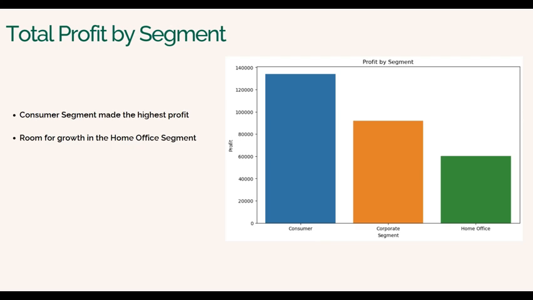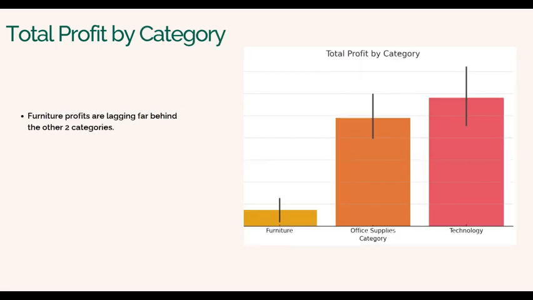Now I move to profit by category. We mentioned that there are 3 categories: furniture, office supplies, and technology. And from this graph, you can see that clearly the profits earned from the furniture category are lagging far behind the other 2 categories. So it's very clear that the company must focus on improving the profits in the furniture category, because it looks very less.